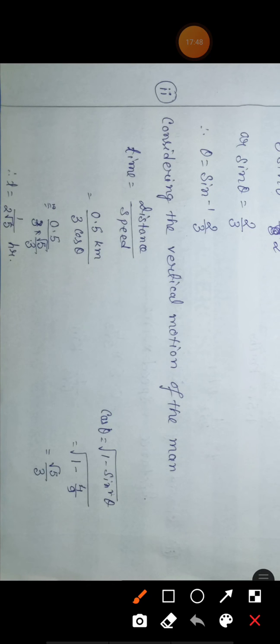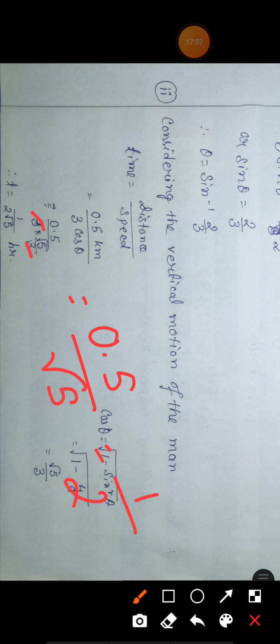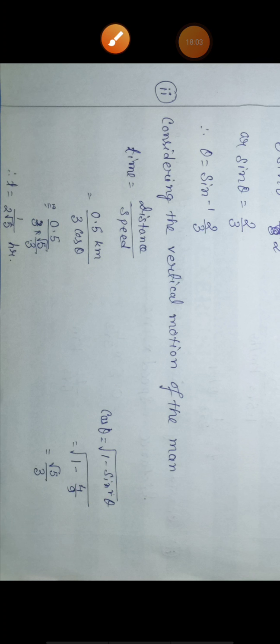So 3 into root 5 by 3, the 3 cancels. So that means time is 0.5 by root 5. Now 0.5 means half, so half into 1 by root 5, so 1 by 2 root 5. This is your final answer. So time is 1 by 2 root 5 hour.